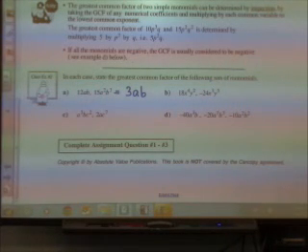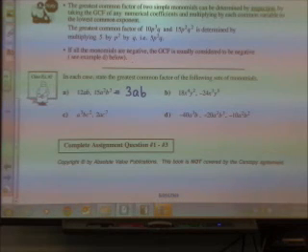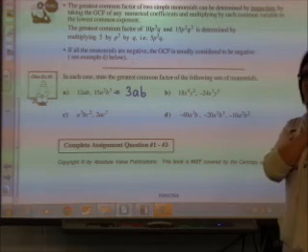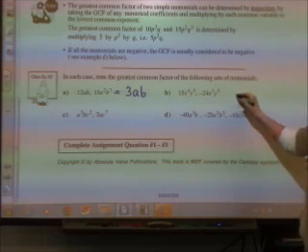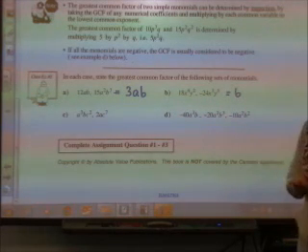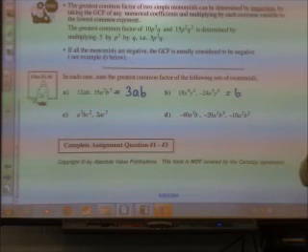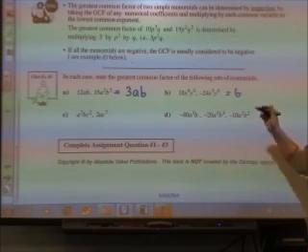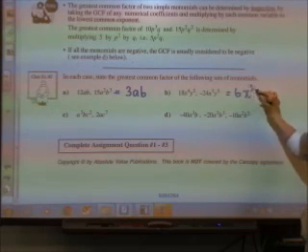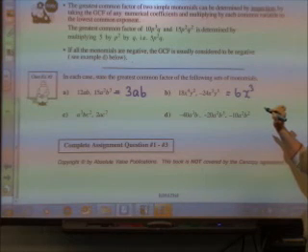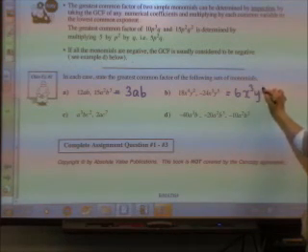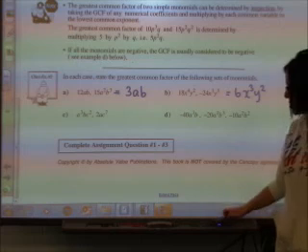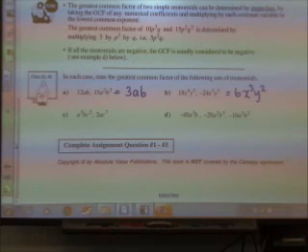Okay, so look at b. 18 and negative 24. What is the largest number I can divide 18 and 24 by? 6. And what would my variables be? x cubed, y squared. Okay, so I want you to do C and D on your own.